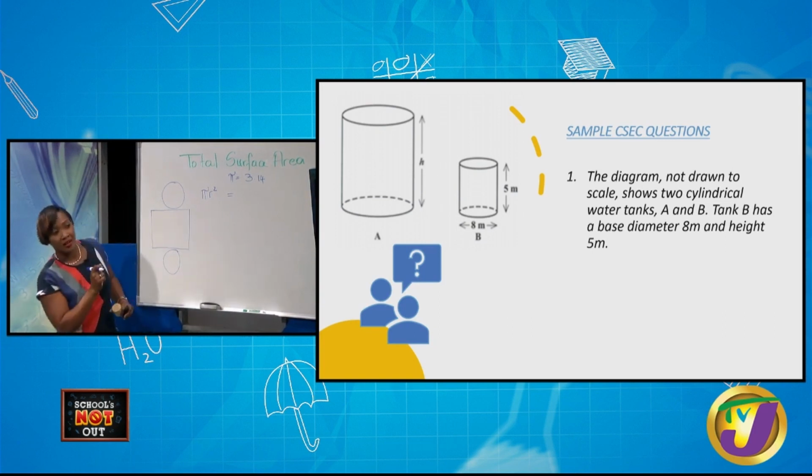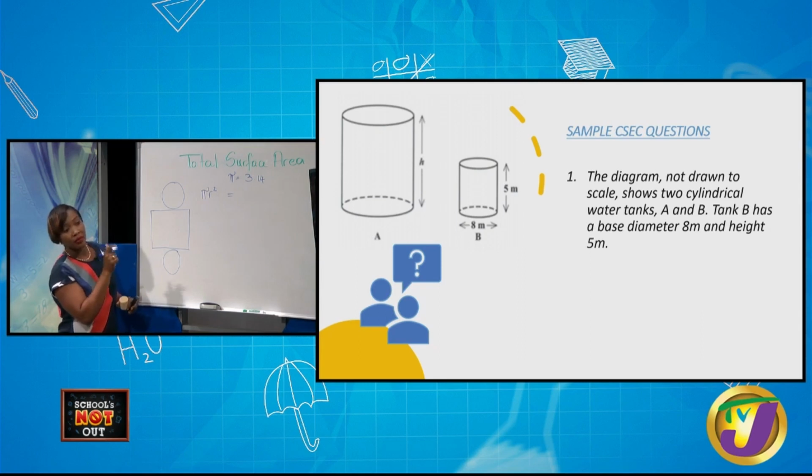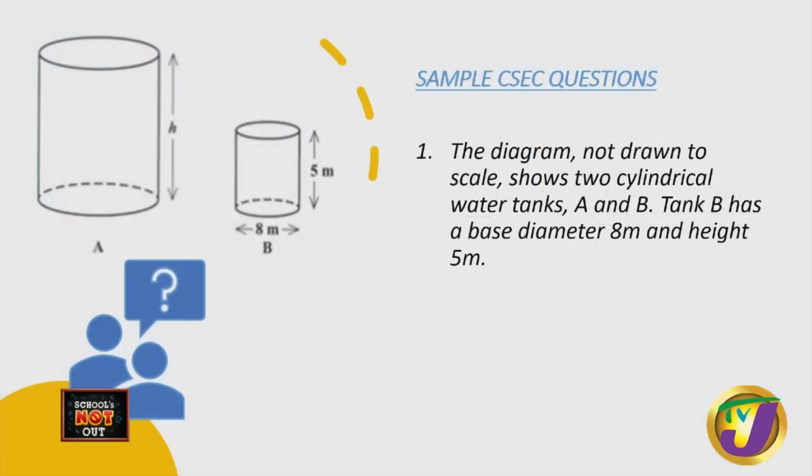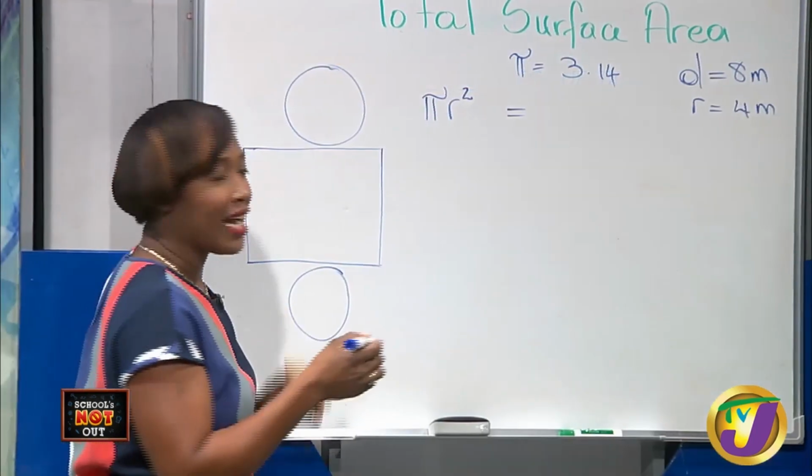Now, what is the radius of this? Remember, it's B, so B has 5 for the height and 8 for the diameter. So what is the radius in this case? Remember now, the radius is half the diameter. So we know that if the diameter is equal to 8 meters, then the radius is 4 meters. It's half the diameter.